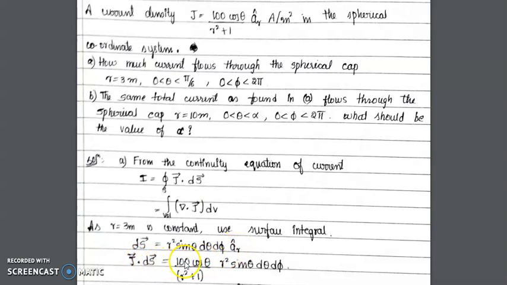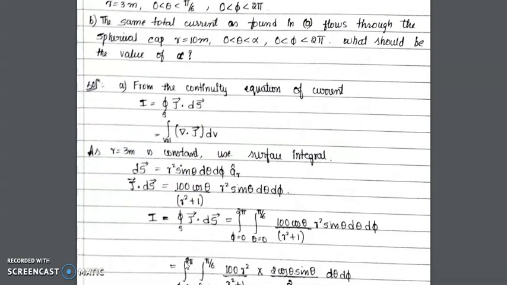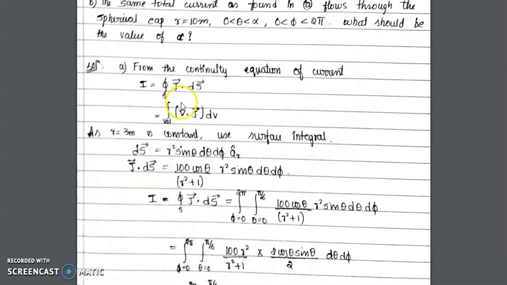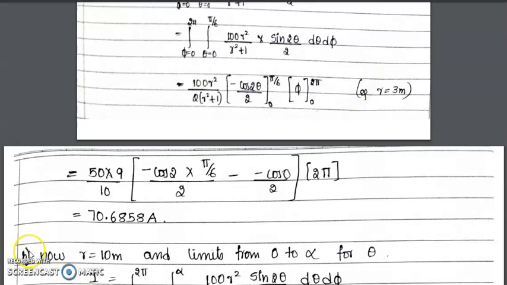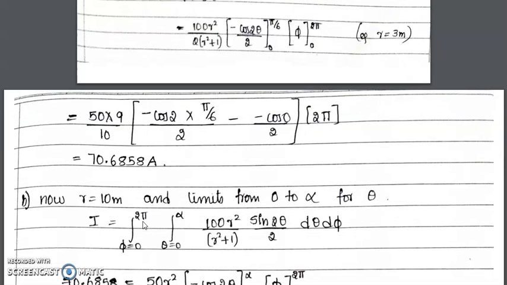So J dot ds can be obtained by taking the dot product, and I is obtained by taking the surface integral with respect to theta and phi. Phi is varying from 0 to 2 pi and theta is varying from 0 to pi by 6. And the R value we will substitute as 3. So we will get the current as 70.6858 amps.